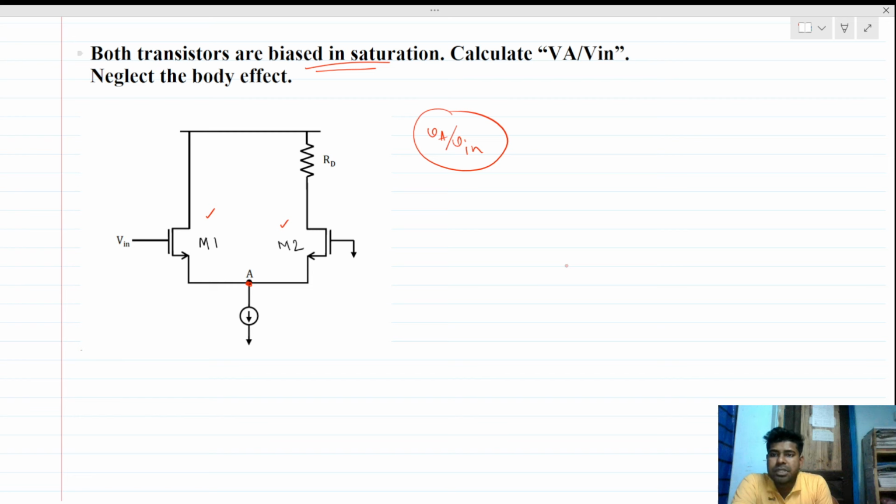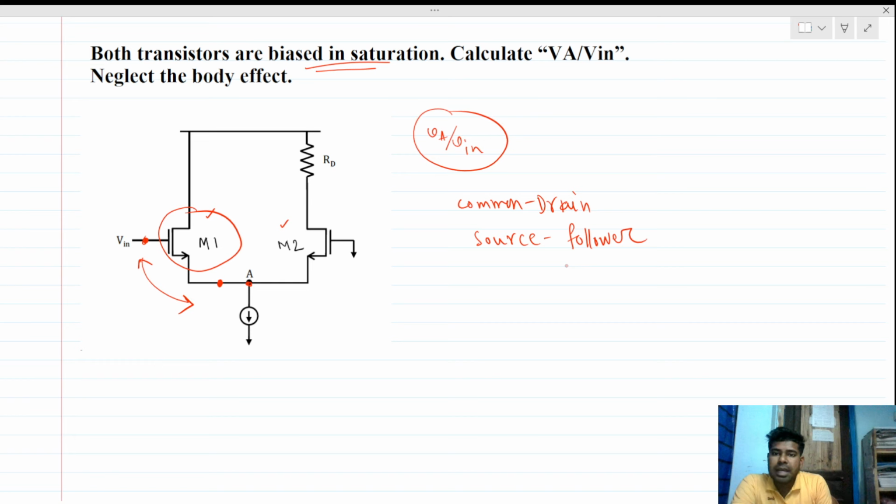Now if we take this MOSFET, this is the gate and this is the source. If we take a small signal gain from gate to source, what will be the structure? What is the name of the structure? We know that this is a common drain, or source follower, right? So if this is our input and this is our output, then for this M1 MOSFET, this is a source follower circuit.